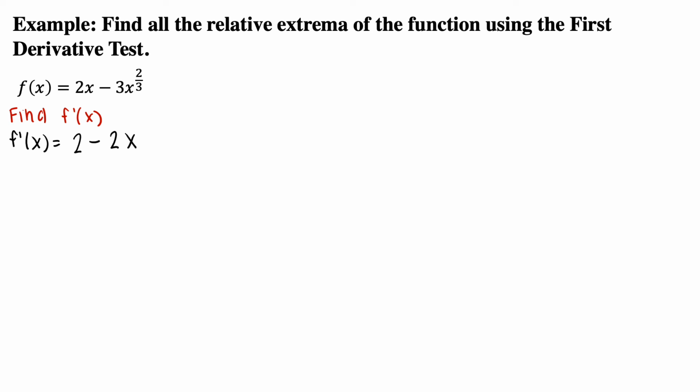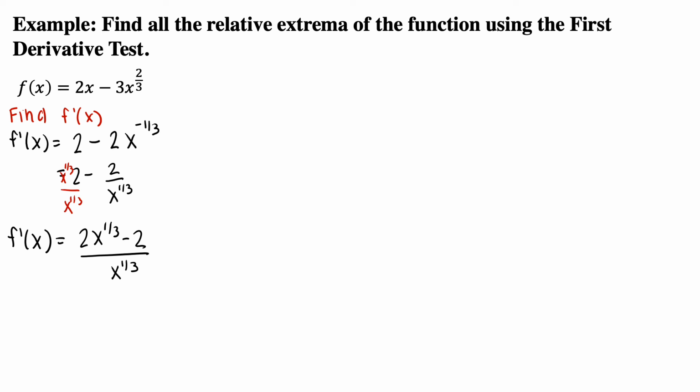X to the 1 less power, and 2/3 minus 3/3 would give us that negative 1/3. So I'm going to rewrite this as 2 minus 2 over x to the 1/3, and then just finding that common denominator, x to the 1/3 over x to the 1/3. I'm going to write my derivative f prime of x as 2x to the 1/3 minus 2 over x to the 1/3. Now from here, we want to find our critical numbers.